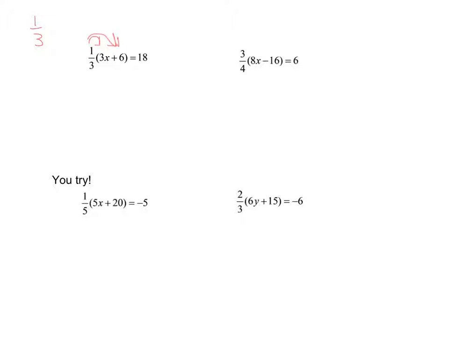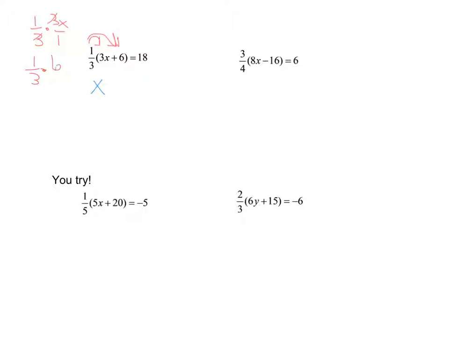So I'm going to do 1/3 times 3x first. I'm going to put that over 1. My 3s cancel. And what am I left with? I'm just left with 1x. So you can write just x. You could write the 1 there if you want. Okay? Don't have to.